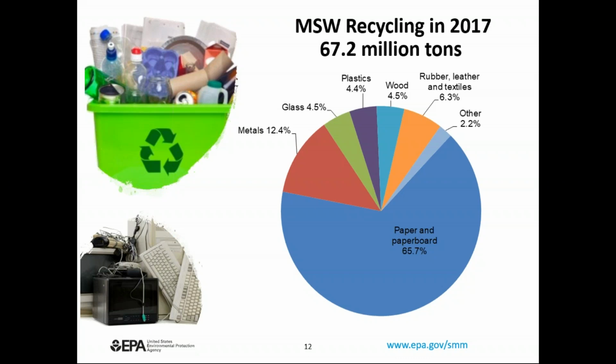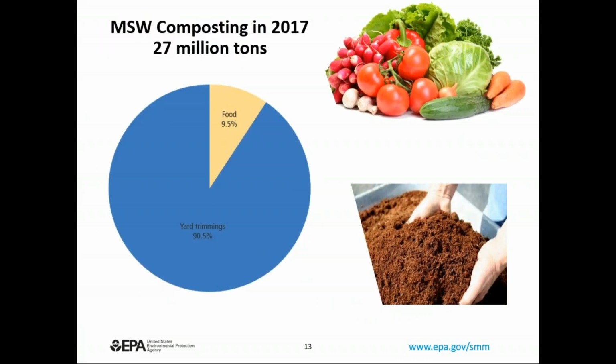And going to the MSW composting in 2017, the total composting for yard trimmings and food went up from 25 million tons in 2016 to 27 million tons in 2017. The majority of composting was for yard trimmings at over 90%. About 3,860 community composting programs for yard trimmings were documented in 2017, an increase from 3,560 in 2013. The remainder of the composting was for food, 9.5%. And then another note about food. The food composting curbside collection program served 6.1 million households in 2017. This is up from 5.6 million in 2016.